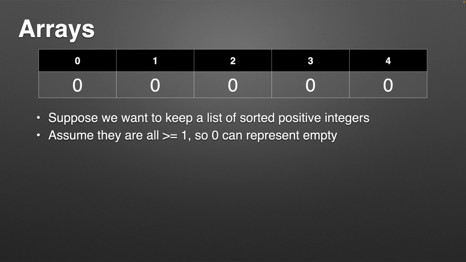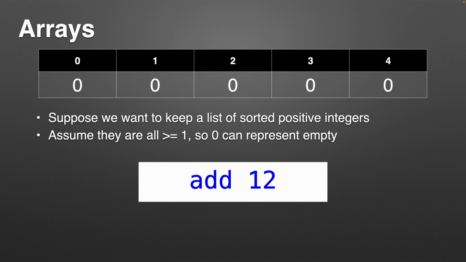Okay, so let's think about a task where we've got this 5-element array, and we're going to be receiving positive integers. To make things easy, we're not going to receive 0. It's going to be 1 or greater. And all we want to do is put them in this array and keep them sorted. So we want the lowest integer to be at index 0 and the highest integer to be at index 4.